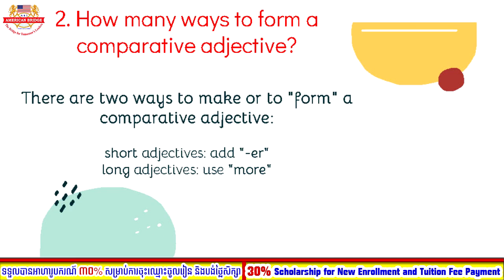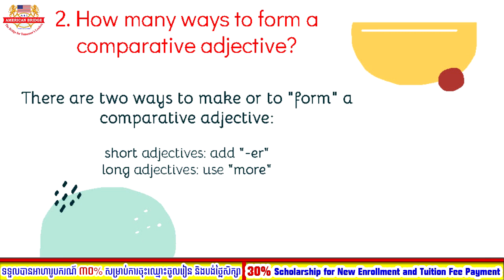Number 2. How many ways are there to form a comparative adjective? Who can tell me about the ways to form the comparative adjective? Alright, good. So there are two forms to form a comparative adjective. The first is short adjective add er. For short adjectives we have to add er. For long adjectives we have to use more.